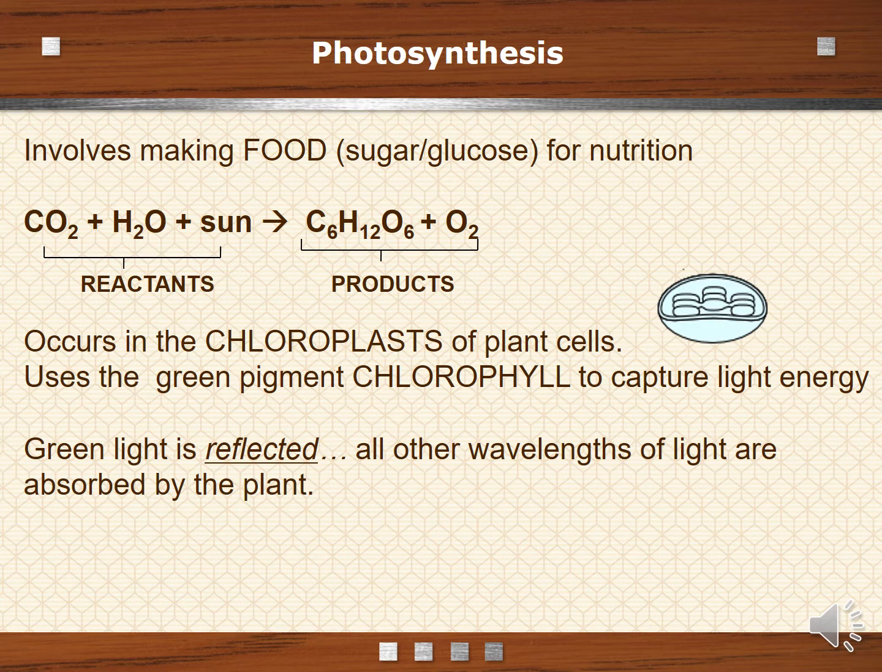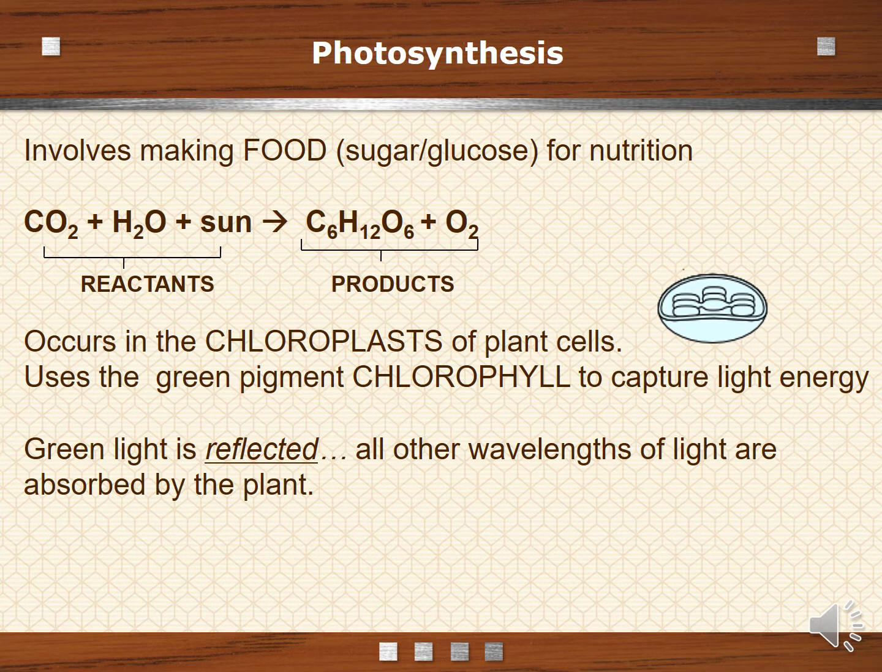Photosynthesis involves making food, or sugar glucose, for nutrition. So here we have a chemical reaction. On the left of the reaction are what we call reactants. They are what go into the reaction. The reactants in photosynthesis are carbon dioxide, CO2, water, H2O, and sun. Sun is a source of energy. And then the products, what is produced by the reaction, are C6H12O6, which is glucose, and O2, which is oxygen. This is how plants take CO2 out of the air and make O2.